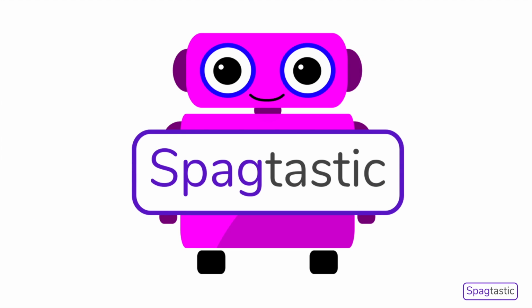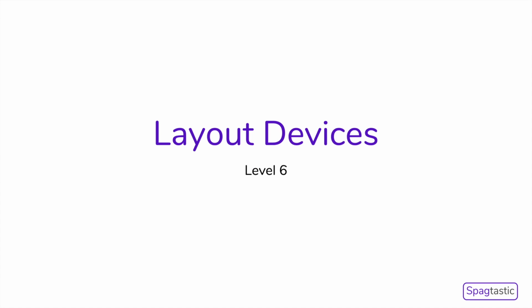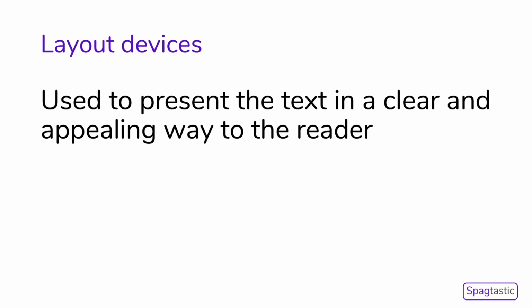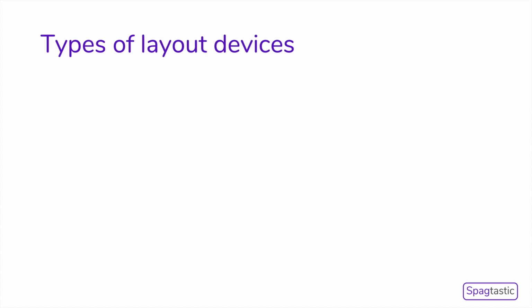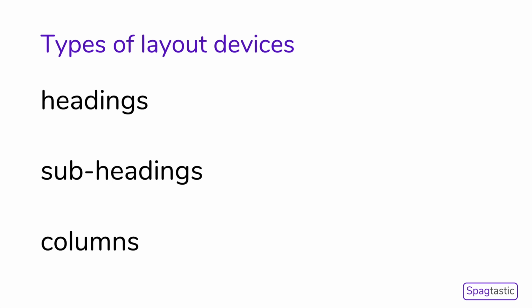Welcome to Spagtastic. In this lesson, we are going to learn about layout devices. This is a level 6 skill. Layout devices are used to present the text in a clear and appealing way to the reader. They are most commonly found in non-fiction texts. Layout devices include headings, subheadings, columns, bullet points, and tables.